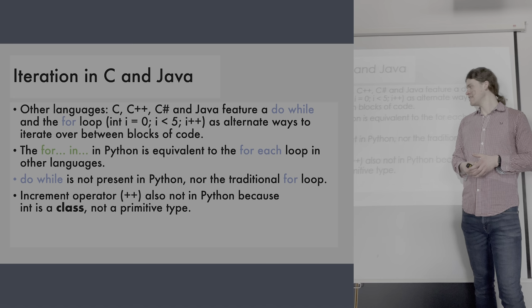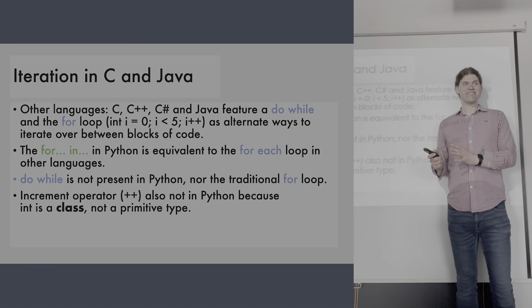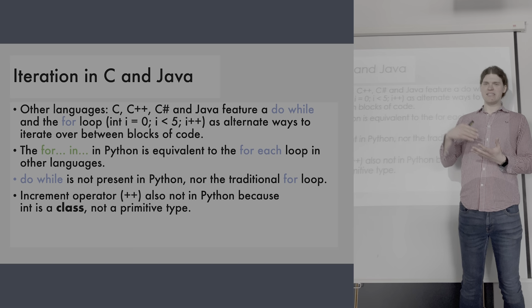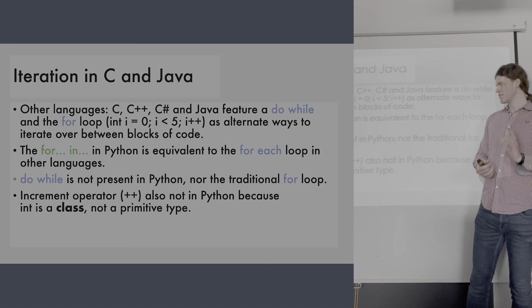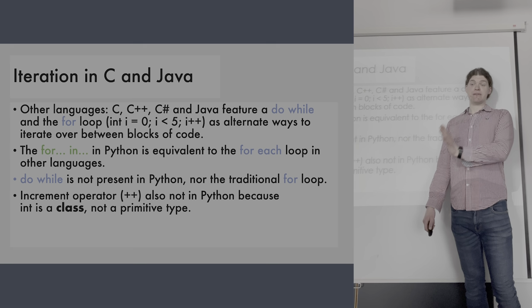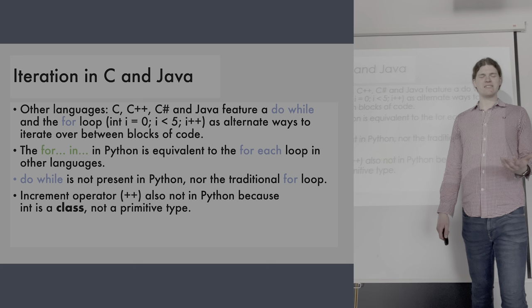Okay, but in Python they are. They're classes. The int is a class. So we can't just say plus plus. We have to actually assign a value to it, assign a memory space to that object, where that value is going to be placed. Okay, so that's the reason why we don't have that. But as mentioned, we could just say i equals i plus one. We could say that as an alternative to i plus equals one.